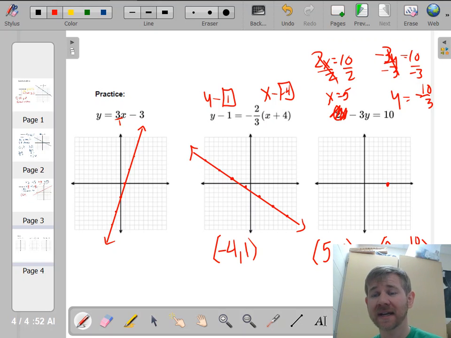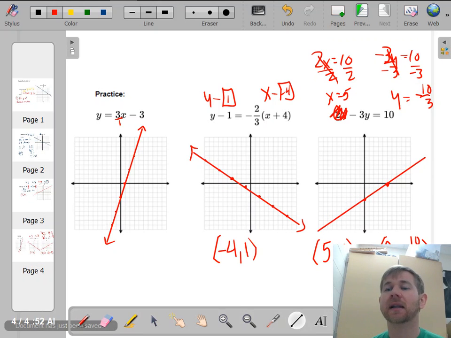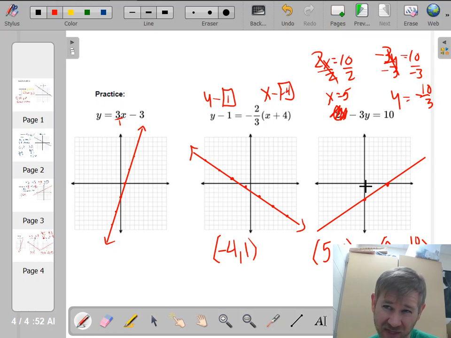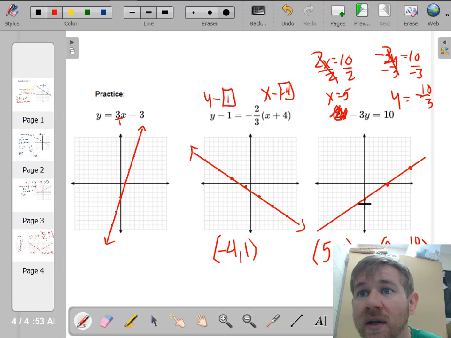Negative 10/3 is negative 3.3 repeating. So my y-intercept is 3 1/3 down, right there. Okay, so there's my line. Now if I want to get some extra points, I can do that. It's a little trickier. I need to go up 3 1/3 and over 5. So I'll try it. Up 1, 2, 3 1/3. That's about there. And over 5, 1, 2, 3, 4, 5. That's right there.